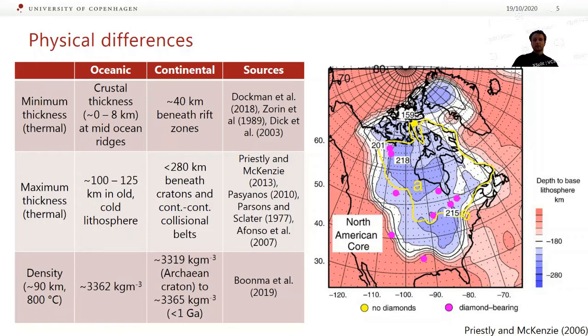In terms of density, all these densities are reported at a temperature of 800 degrees C and depth of 90 kilometers to cancel out thermal expansion and increases with pressure. So oceanic lithosphere might be in the region of 3,360 kilograms per meter cubed. Continental lithosphere shows a much bigger variation, and it ranges from very, very light, 3,320 kilograms per meter cubed in Archean cratons, up to something a lot more similar to oceanic lithosphere under younger continents. On the right, I've just shown again the same map of lithospheric thickness for North America from Priestley and McKenzie 2006.